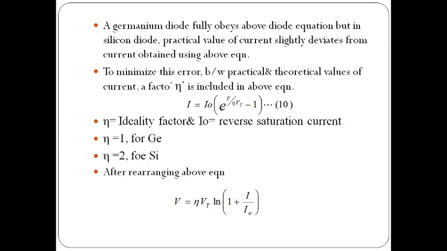So after rearranging the above equation, we can write voltage, V equals, now written in terms of voltage. So V equals eta Vt ln of 1 plus I by I naught. So V equals voltage across the diode, eta equals ideality factor, and Vt is nothing but the thermal voltage, we know it is nothing but K into T. I equals current flowing through the diode, and I naught is reverse saturation current. This is the diode equation in forward bias.